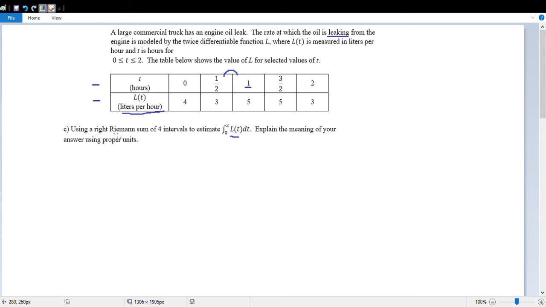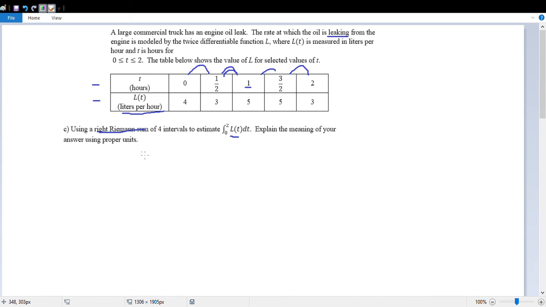Well, a good hint is they said to use a Riemann sum. That's a pretty good indication. All right, so we're going to show the values that give us this answer. So we're going to say from 0 to 2 for 4 intervals. So we'll go 1, 2, 3, and 4 using the right values.